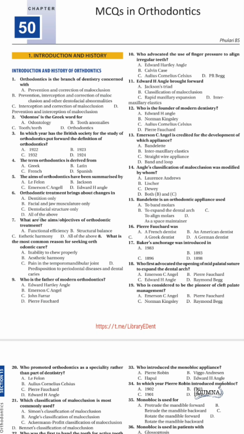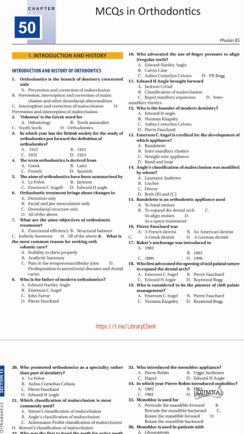What is the aim, the objective, of orthodontic treatment? The pyramid, if you remember: the functional, the structural, and the aesthetic. So it is all of the above. What is the most common reason for seeking orthodontic care? It is the aesthetic, the aesthetic harmony, B. Who advocated the use of finger pressure? We said it was Celsus.